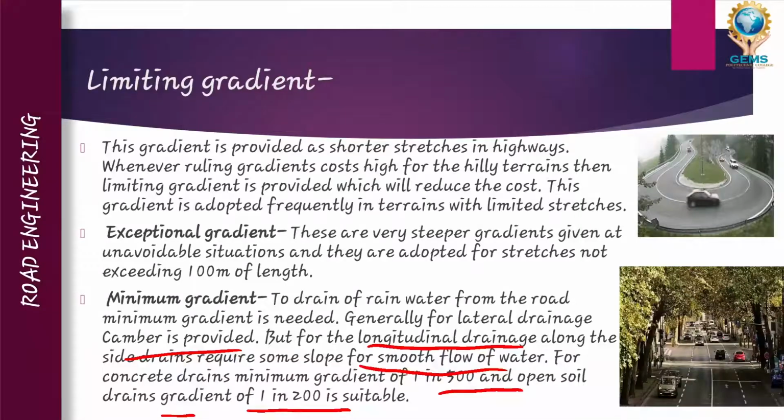As we can see in minimum gradient, camber is provided for lateral drainage, but in longitudinal drainage along the side drainage it requires a slope for the smooth flow of water. In concrete drainage the slope should be 1 in 500, and in open soil it can be 1 in 200, because in open soil the water will be absorbed, but in concrete drainage the water will be absorbed less and the flow should be maximum. So the slope we are giving is 1 in 500.